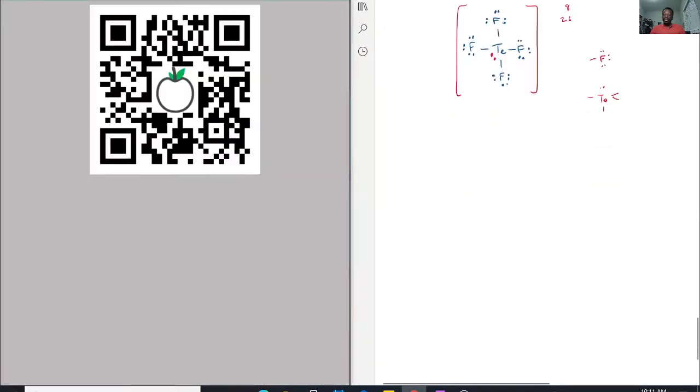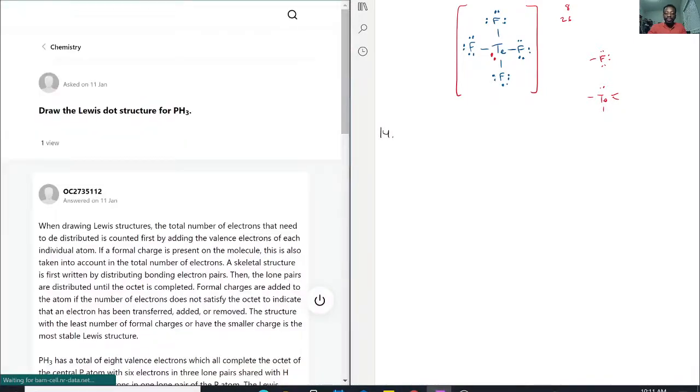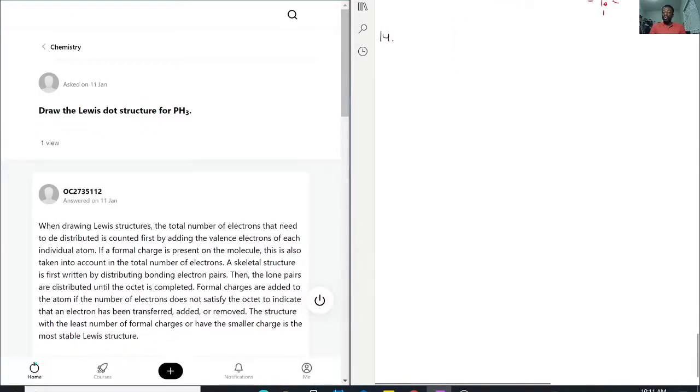And now we move on to question number 14. For 14, we have: draw the Lewis structure for PH3. So phosphorus trihydride. Not really sure about the name, but we do want to draw a Lewis structure for PH3.